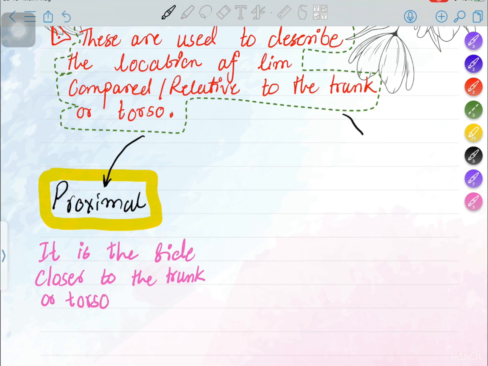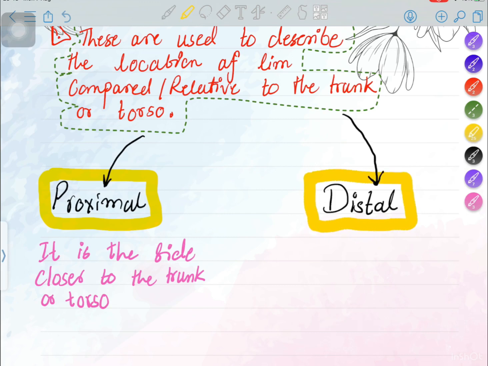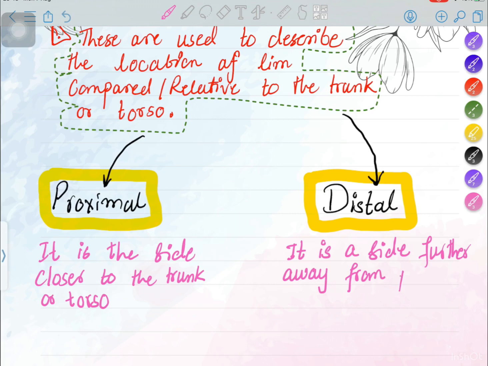If you see the example over here, let me do the distal one first, and then I will give the collective example. Distal means it is the side that is further away from the point of attachment of the limb to the trunk. So what is the point of attachment of the limb? Exactly, the shoulder area down to your abdominal and pelvic area. Limbs means the hands. So it is the side further away from the point of attachment of the limb to the trunk.